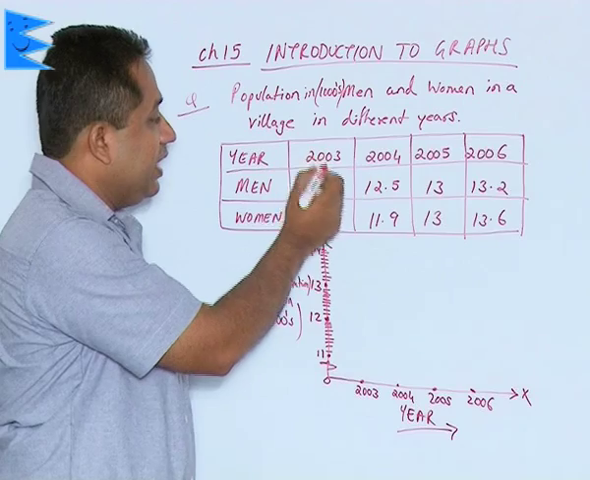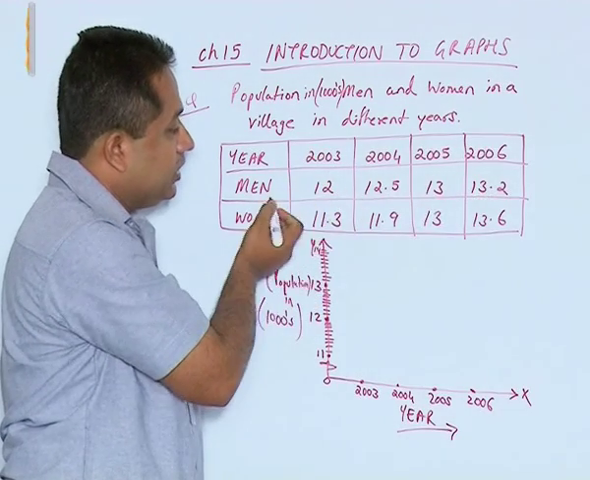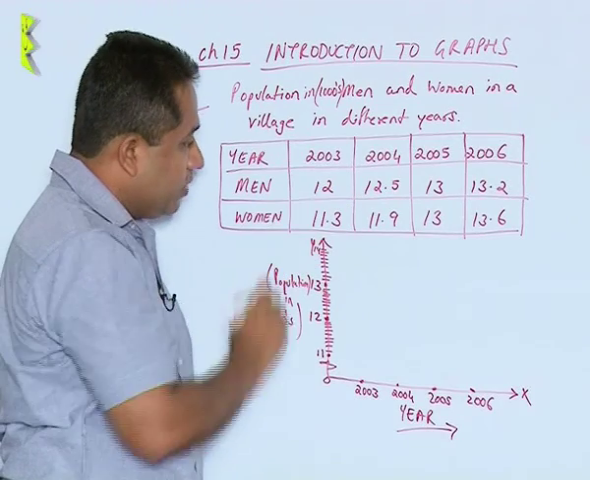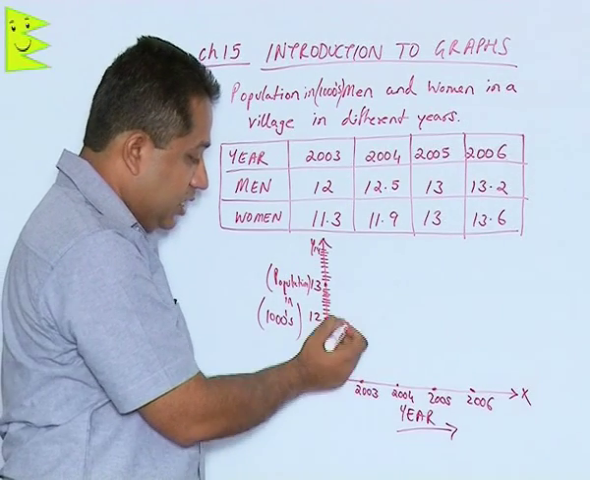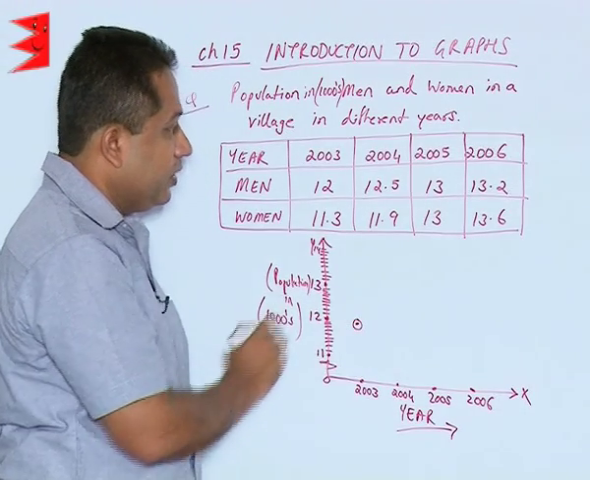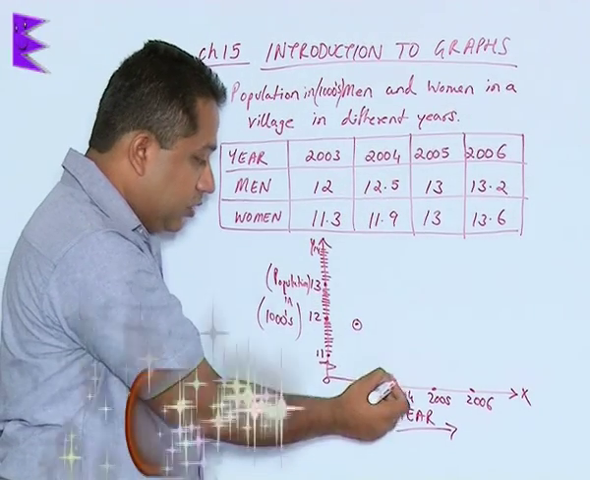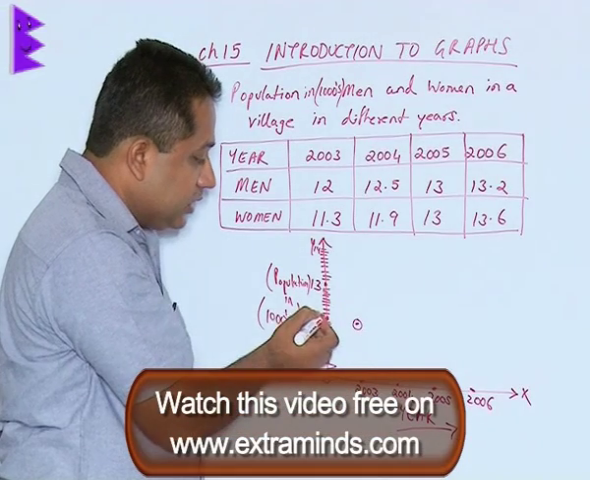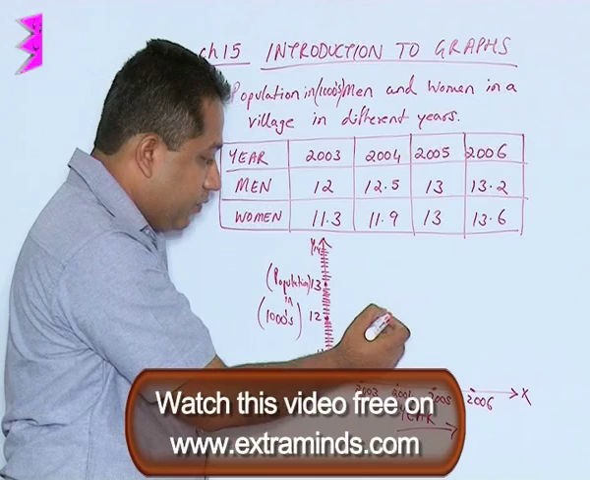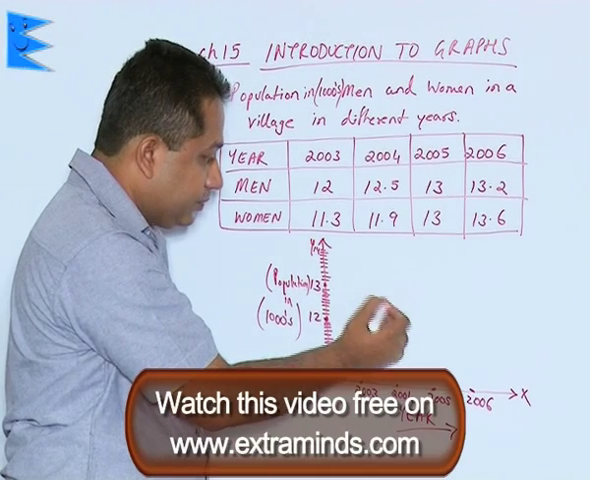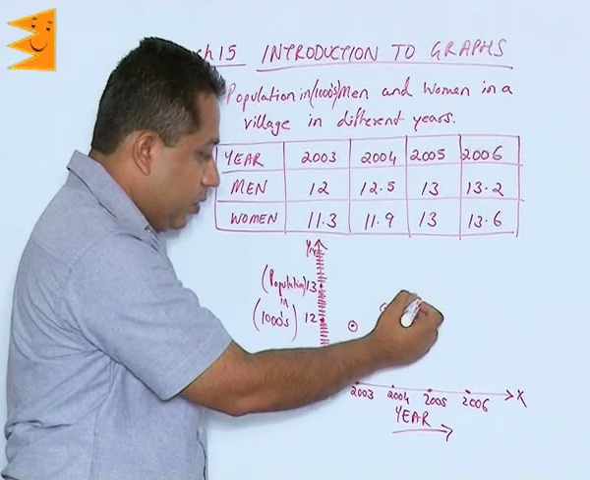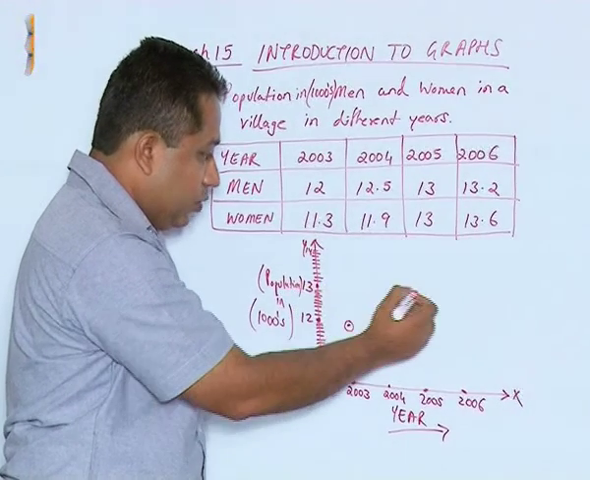Now, in 2003, let us concentrate on the first values given for the population of men in thousands. The first value given is 12. So, 2003 and 12, that corresponds to this point here on the graph. Then 2004, 12.5. Now, 12.5 means it is between 12 and 13, the fifth division. So, from 2004, we are going to put a point here. Then 2005, it is 13. So, in 2005, the population is increasing up to 13.